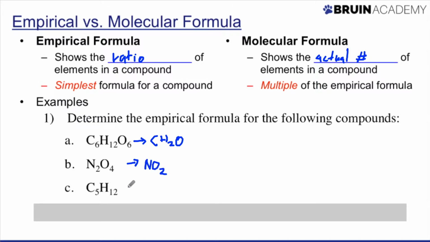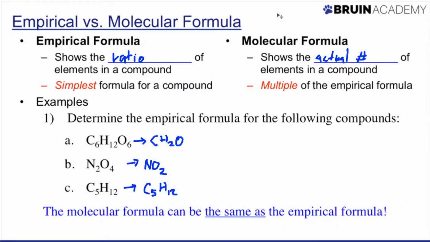And then lastly, for C5H12, there actually is not a common factor for 5 and 12, so I can't divide them by anything besides 1. So the empirical formula is actually the same, right? And so the reason I did this last example is just to remind you that the molecular formula can be the same thing as the empirical formula if there isn't a common factor.